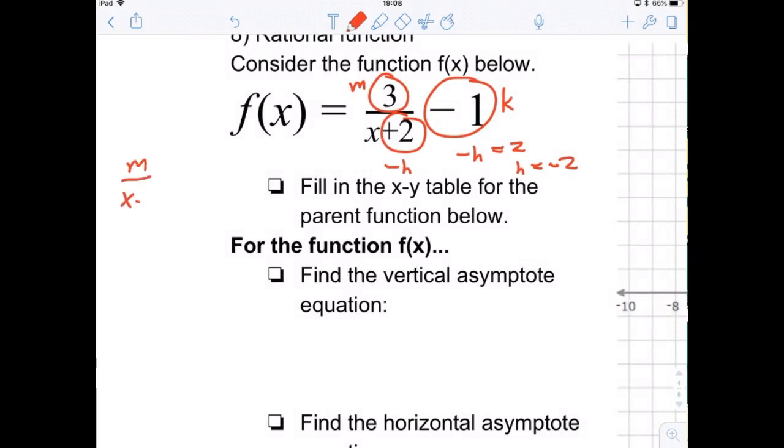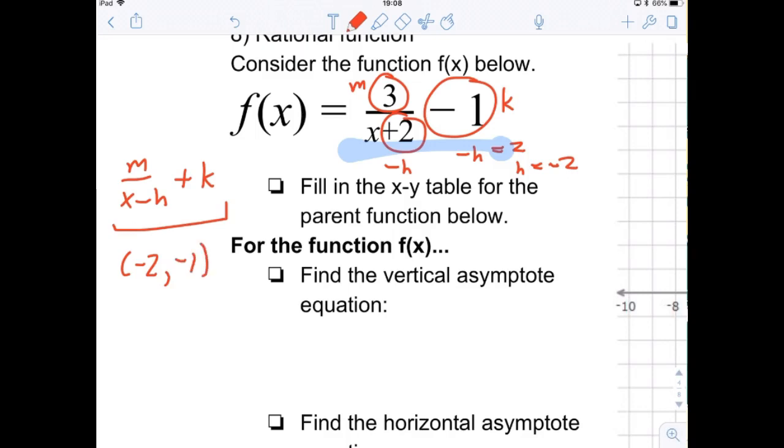I'm going to write it out here. Okay, so if you look at this and you look at the original, you're going to see the minus h is plus 2 and plus k is minus 1, right? So where is the center of this function? The center of the function is going to be at negative 2, comma, negative 1, right?